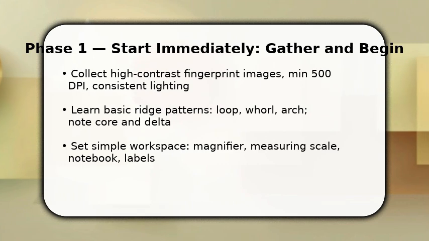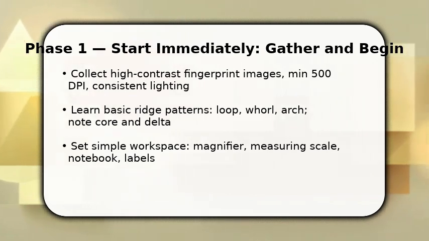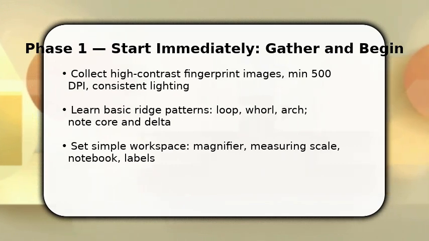Then, label samples and record metadata: source, date, and capture method. Once done, mark each print as loop, whorl, or arch based on ridge flow. This immediate action gives you consistent samples and a repeatable baseline for the next, more detailed steps.